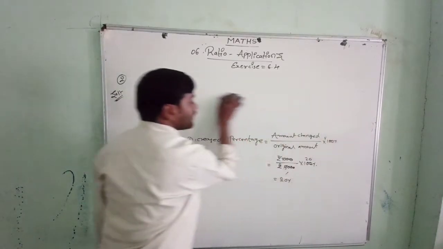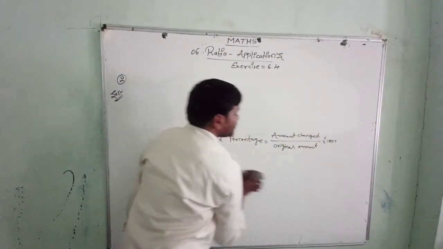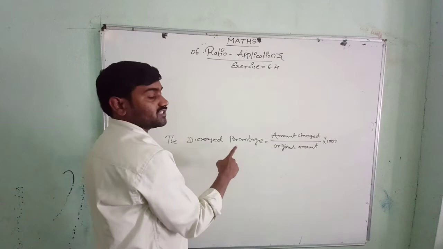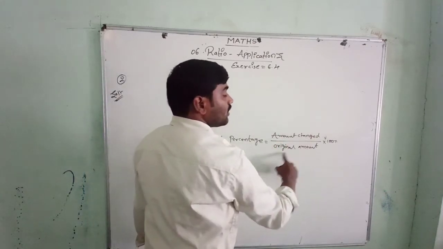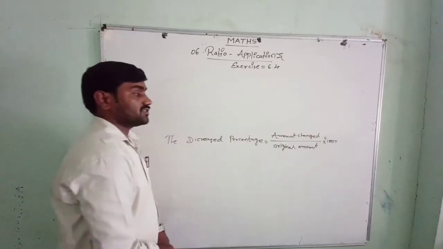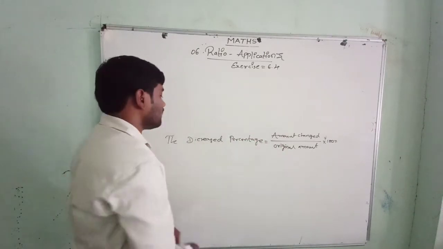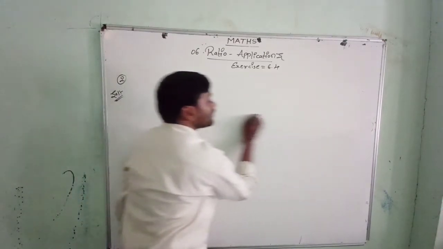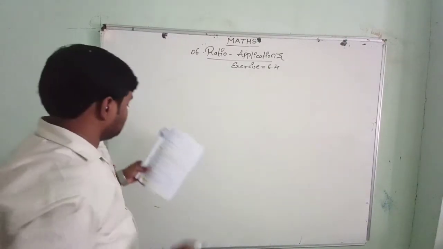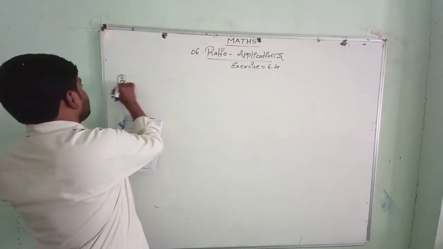This 20 is a decreased percentage. This formula is important. Remember, the decreased percentage or increased percentage formula is amount changed by original amount into 100%. Either increased percentage or decreased percentage, this is the formula, amount changed by original amount into 100%. Then the third one.